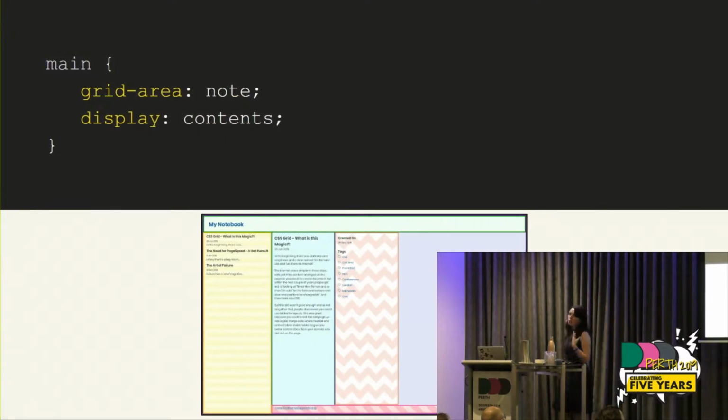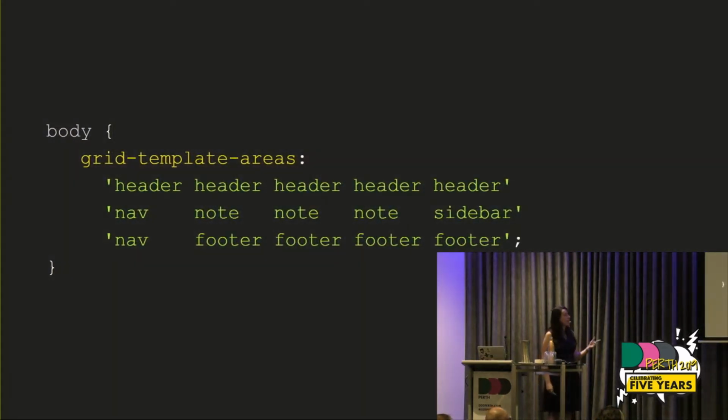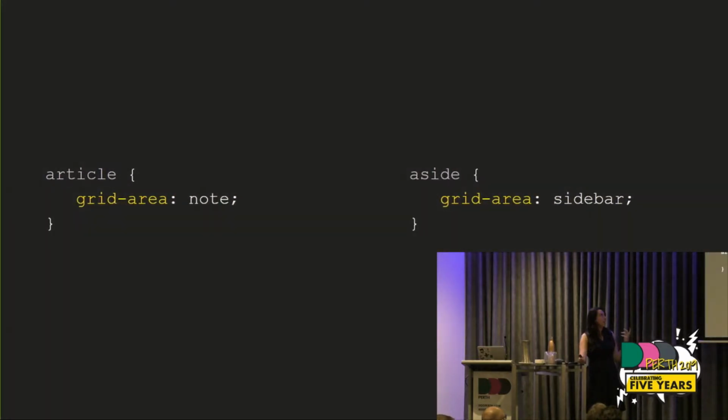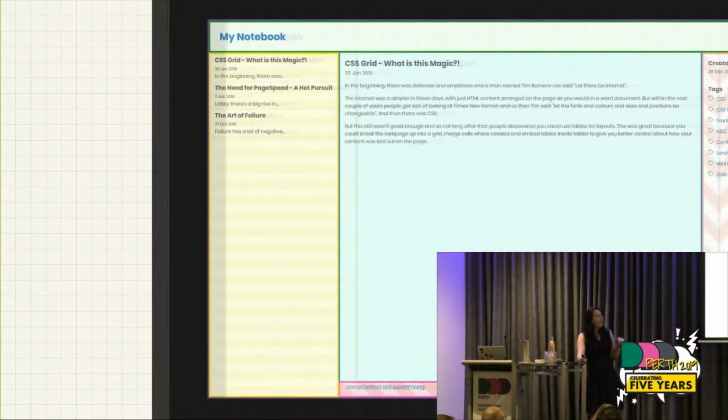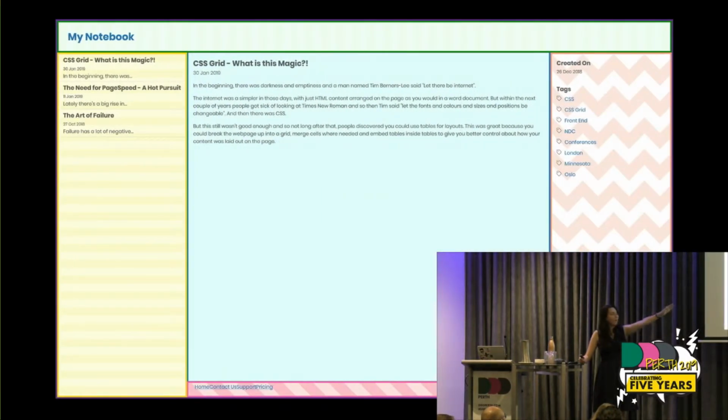So we can rejig our template areas here. The middle row, instead of being note, note, note, note, it should just be note, note, note, sidebar. So that note takes up 3 columns, the sidebar takes up the final column. We can then assign a grid area to article and aside, and that pushes the article out and keeps the sidebar in the end. So that's pretty cool.